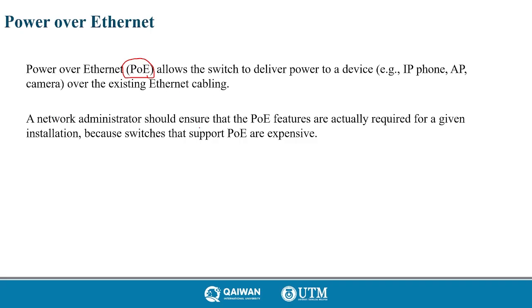A network element should ensure that PoE features are actually required for a given installation. So if a company asks you for PoE, at that time you can use it, because otherwise you should not use it, because switches that support PoE are expensive, and you need to make sure that you will not use it unless it is required.